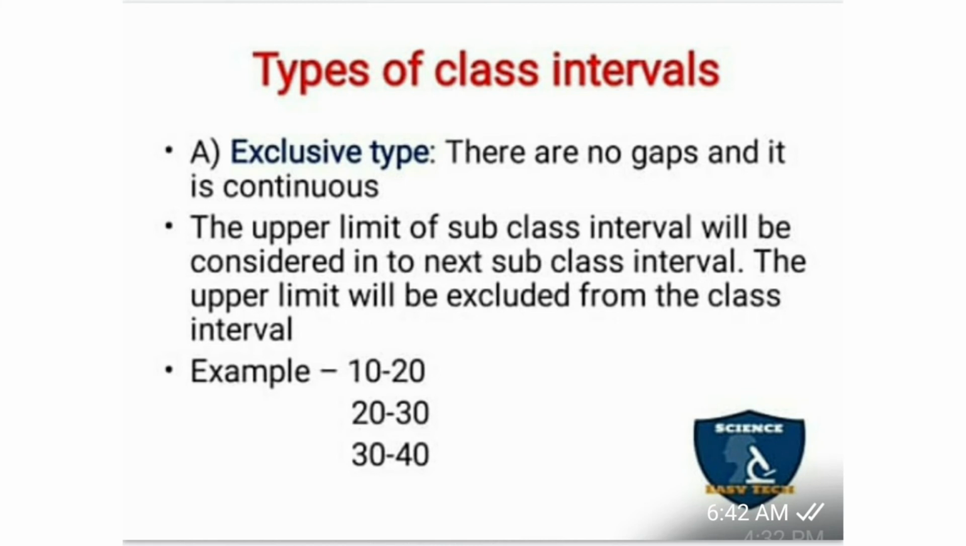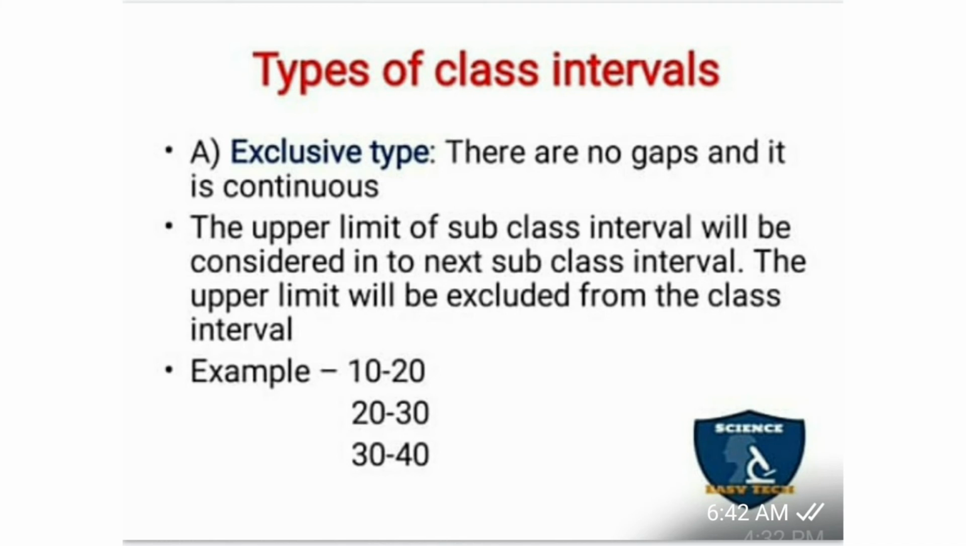That's why, as I have told previously also, if it is 0 to 5, 5 to 10, and 5 comes, you should not include it in the 0 to 5 class interval. Where should you include it? In the 5 to 10 class interval. That is what they have explained. The upper limit of a class interval will be considered in the next class interval.